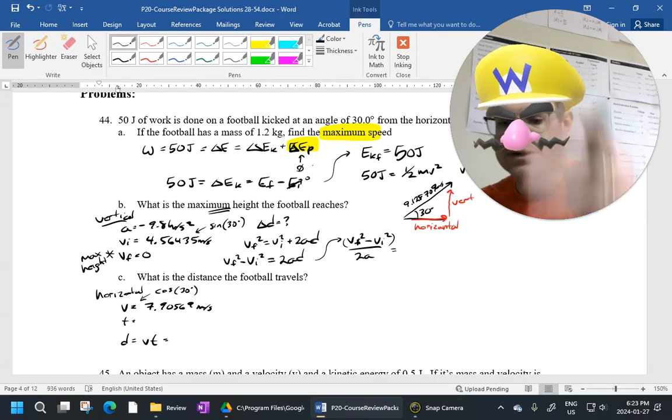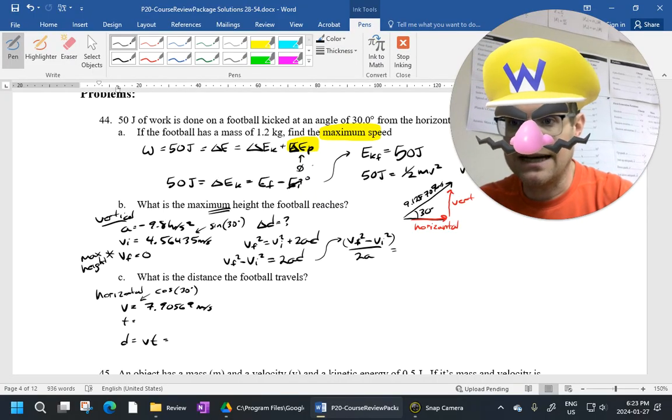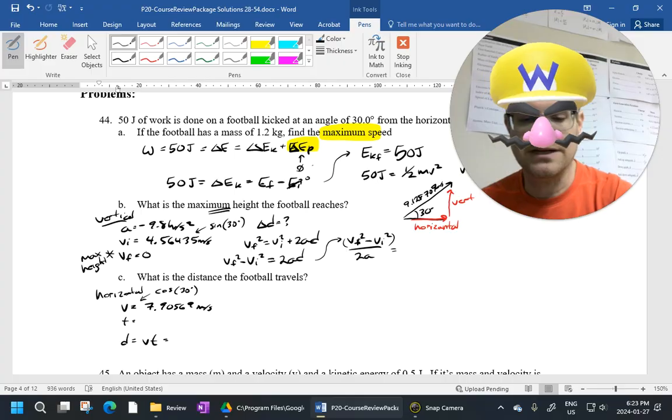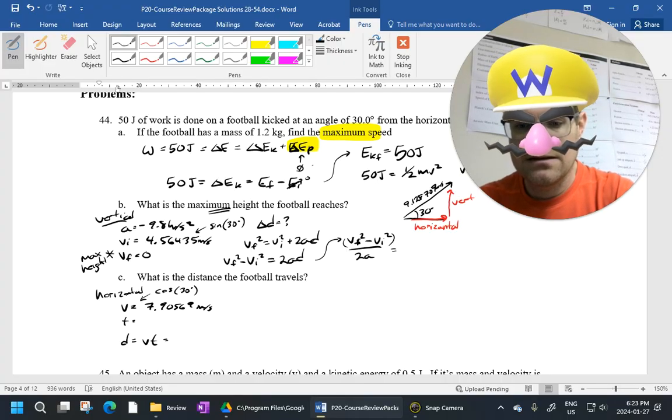I'm just getting my number again. Okay. So I got the VI. The VF is 0. 0 minus VI squared, so that's just going to be a negative number. But I'm going to divide by negative 9.81. So that's fine. Divide by 2 times 9.81.